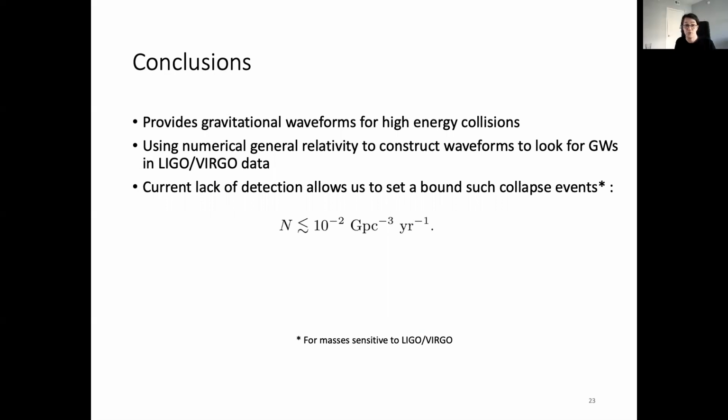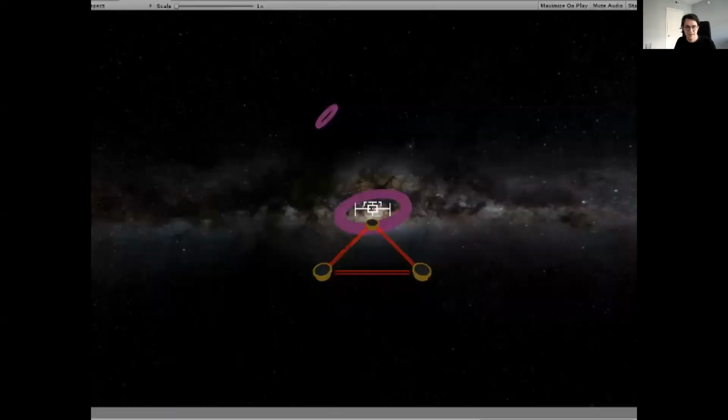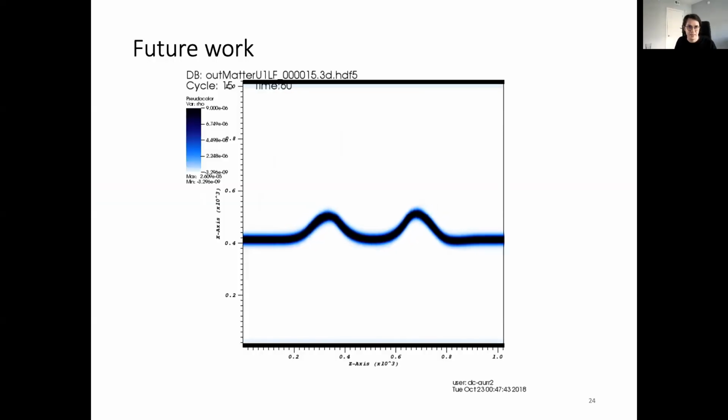And of course, we can also use that with the current LIGO data. We can set some bounds on the event rate of this happening. And lastly, the extension we hope to make is then looking at cusps. But that's, of course, future work.